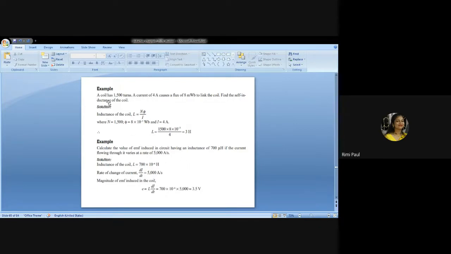Now the problem is that a coil has 1500 turns. A current of 4 ampere causes a flux of 8 milliweber to link the coil. Find the self-inductance of the coil. So L is equal to N phi by I, that is the definition. Phi is given, I is equal to 4 ampere, N is 1500, so you can find it.